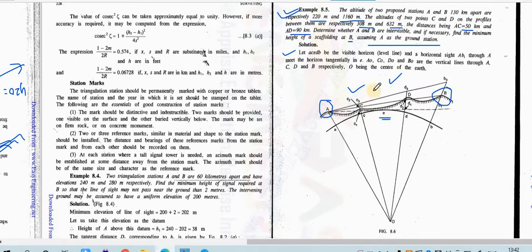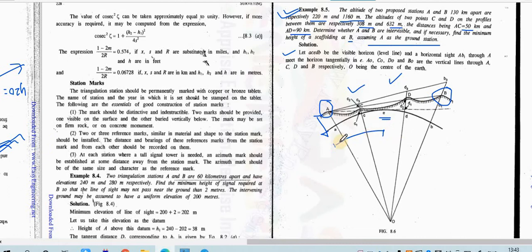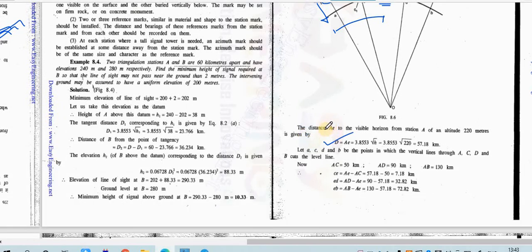The first step is to calculate this height. With the help of that we can calculate the distance AE. So the first step is to calculate the distance. With the help of distance we will calculate the height, and with the height we will calculate this height with the help of similarity of triangles. The AE distance can be calculated by using this formula. The final value is coming out to be 57.18 meter. So we have got this AE distance.